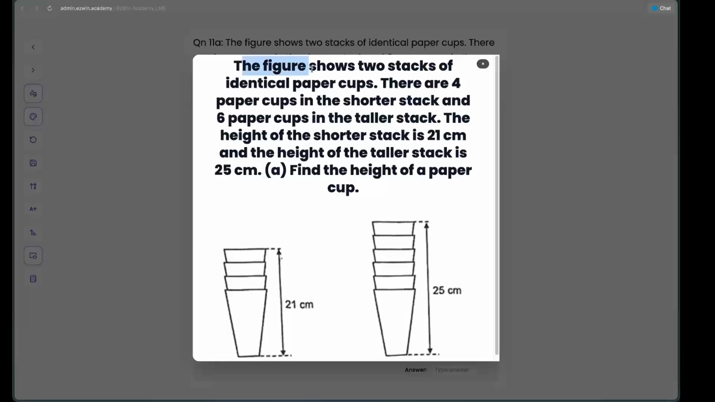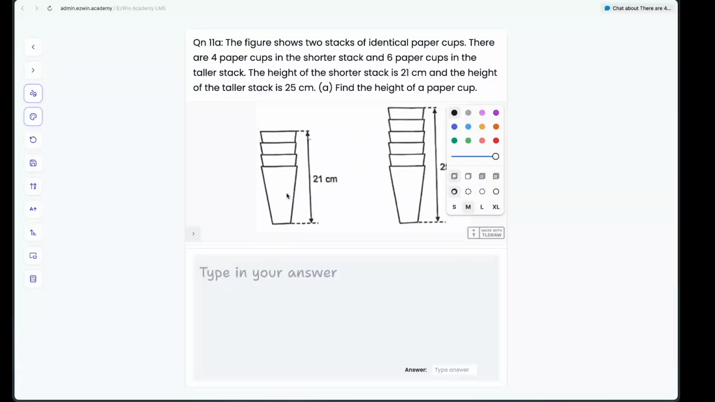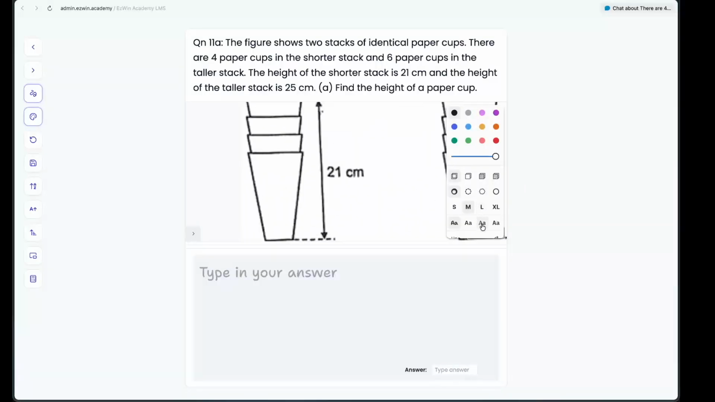Question 11a. The figure shows 2 stacks of identical paper cups. There are 4 paper cups in the shorter stack and 6 paper cups in the taller stack. The height of the shorter stack is 21 centimeters and the height of the taller stack is 25 centimeters. Find the height of the paper cup. So what we're looking for, if we zoom in, is the height of the paper cup as what we see over here.